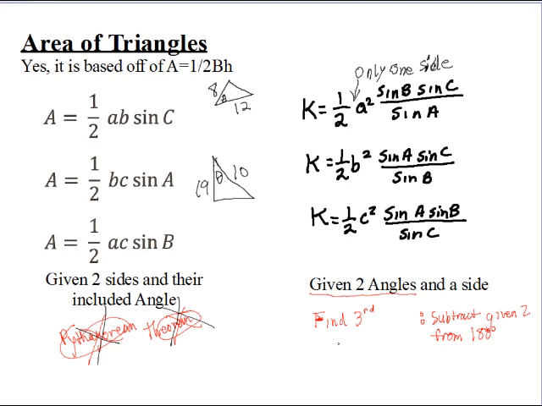And remember, a geometry fundamental, there's 180 degrees inside of a triangle. So in order to find the third angle, if you have two angles, you need to subtract the given two from 180 degrees. But you'll see that in examples. Questions? All right, let's go to the next card.